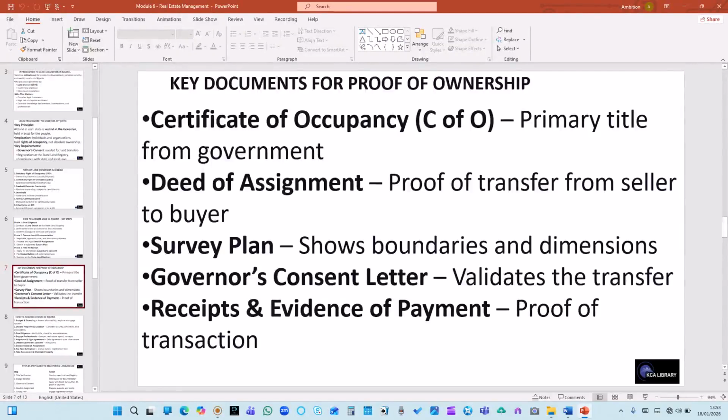Then number 3 is survey plan, which shows the boundary and the dimension of the land. Then number 4 document is a governor's consent letter, which validates a transfer of land from one party to another. Then receipts and evidence of payment, which is a proof of the transaction. So these are some of the documents that prove ownership of land.